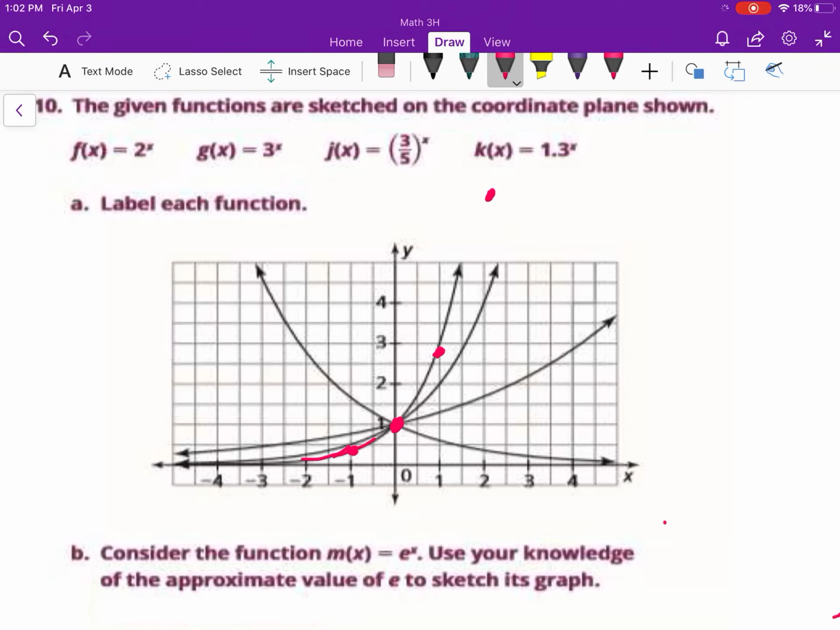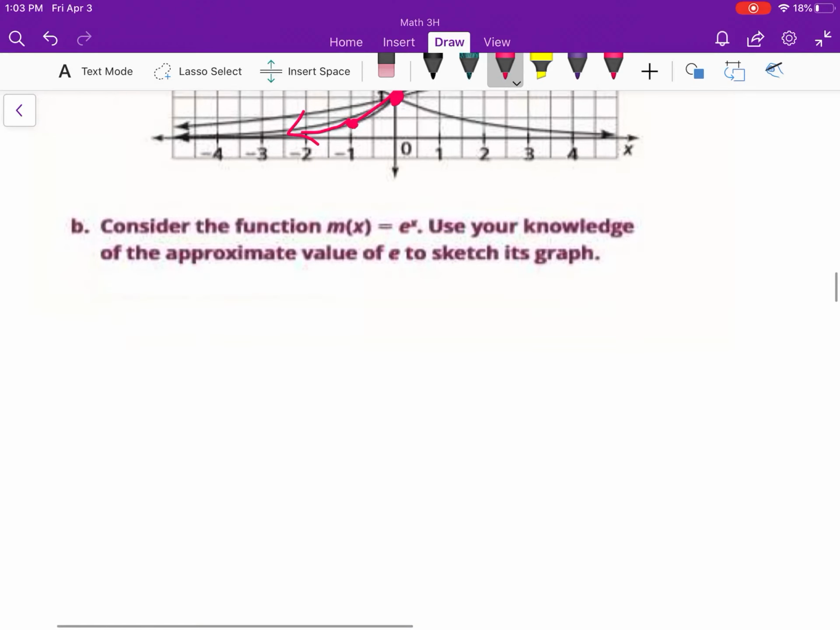So the actual e graph, let's try that again. There we go. There's your m of x. And yeah, it might have some overlapping points with the others, but they designed it to do that. Okay, so that's what e to the x looks like. No big deal. Just like I said, put it in your calculator, look at your table.